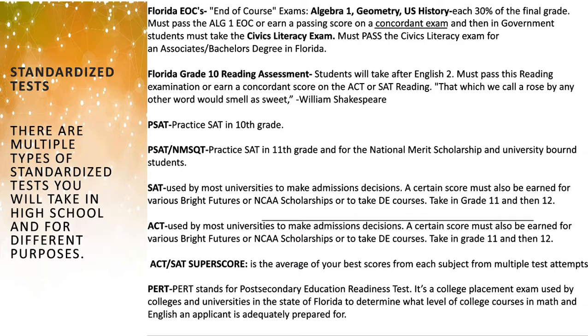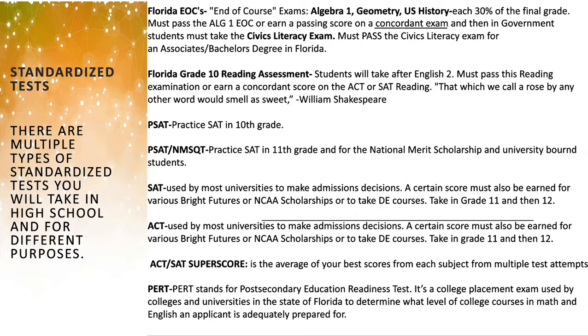Now the SAT is another standardized assessment. It's going to be used by most universities to make admissions decisions. And a certain score must also be earned on the SAT for your Bright Futures Scholarship or for NCAA scholarships or to take dual enrollment. So it's for university admissions, but then also scholarships and dual enrollment. You're typically going to take your SAT for the first time in grade 11 and then grade 12.